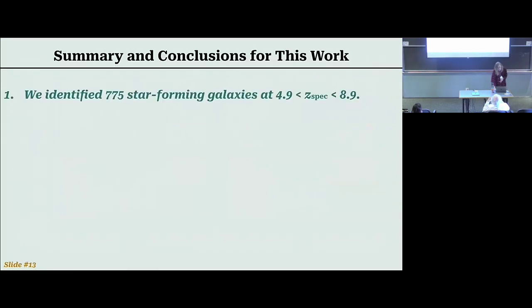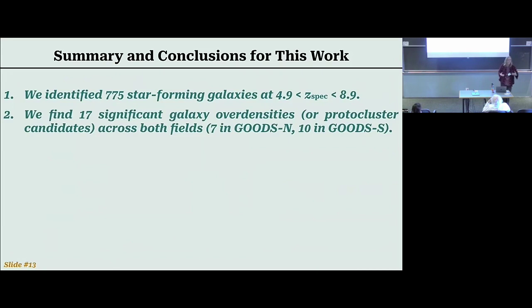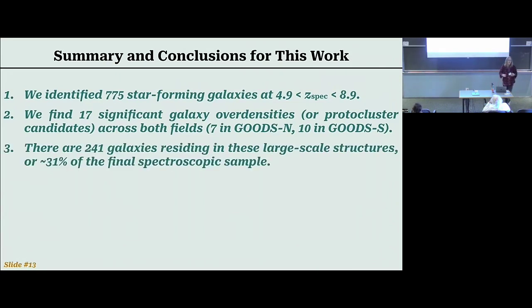Just to quickly summarize what I said about this paper: we built, at the time, the largest spectroscopic sample of galaxies, 775 star-forming galaxies between redshift 4.9 and 8.9. We found 17 galaxy overdensities within this large sample, 7 of them in GOODS-North, 10 of them in GOODS-South, many of them never known before. Roughly a third of our spectroscopic sample ended up as part of these overdensities, so a large fraction of the galaxies that you might find could be part of these overdense structures.